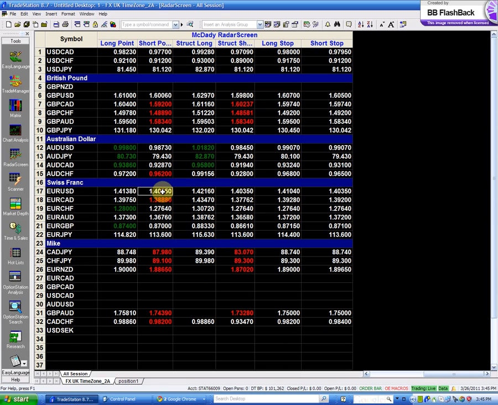My short point is my structure point, is my short stop, which is the 140.35. Okay, so my short point and my structure short and my stop are one and the same, and that is the 140.35. Okay, all right, that is the pound.